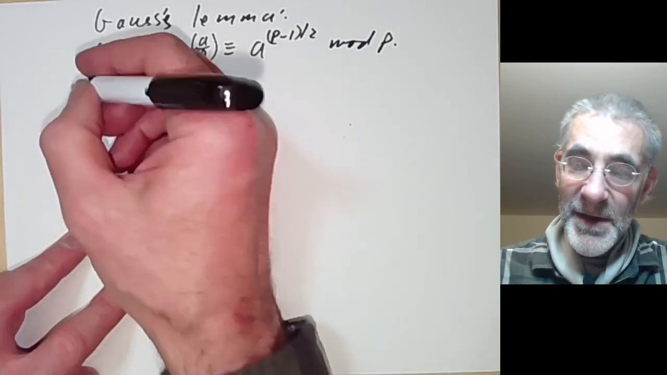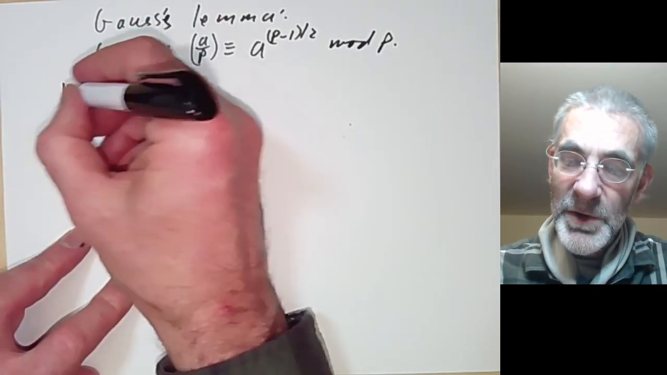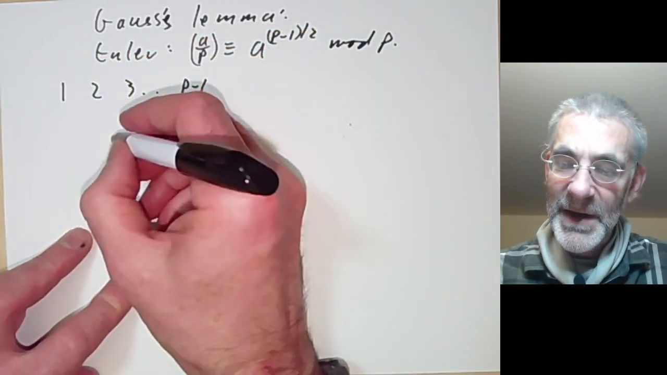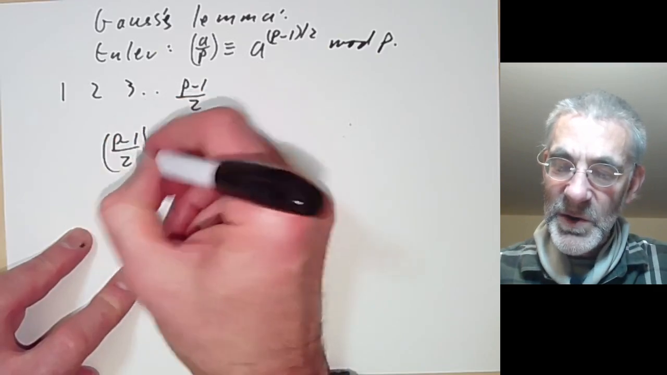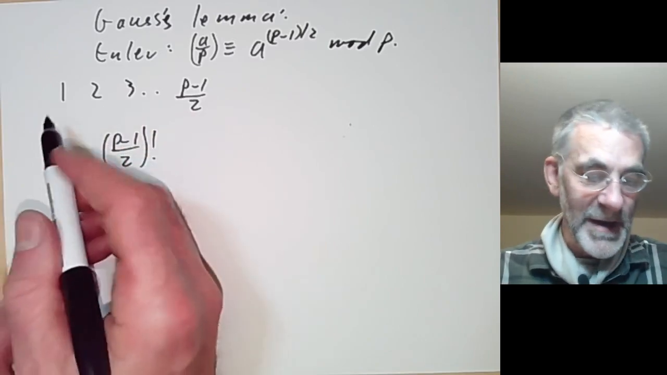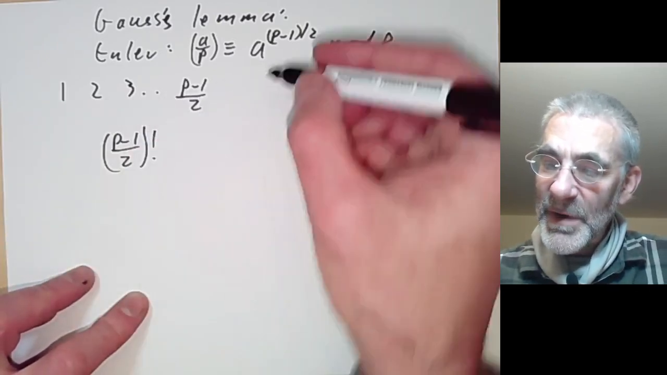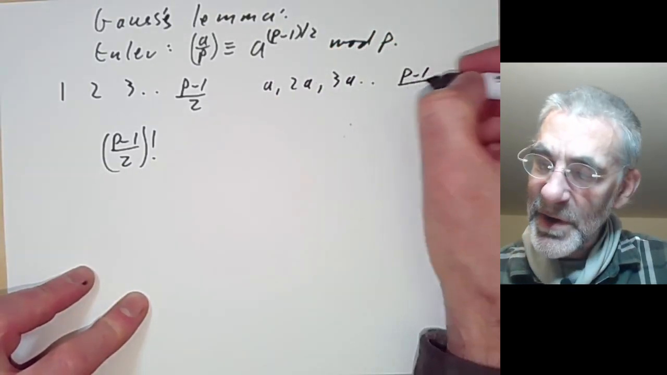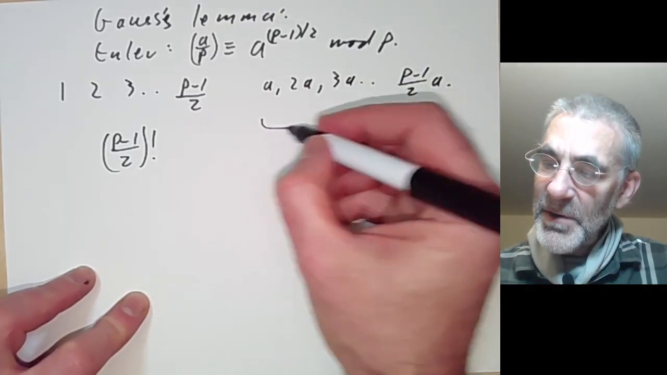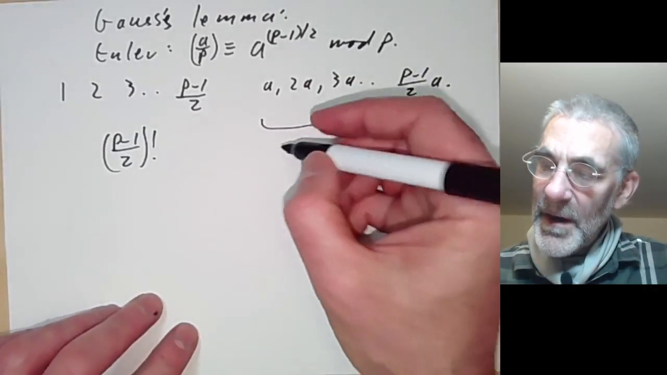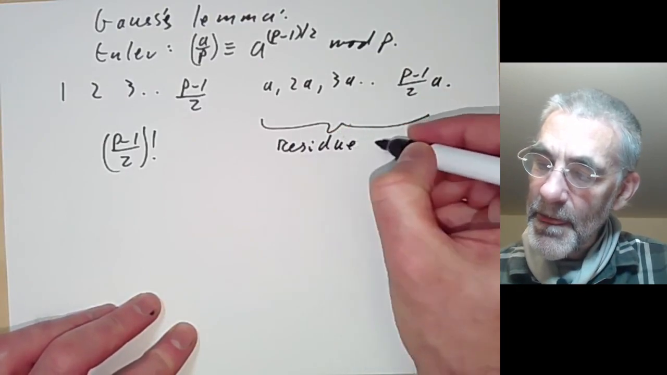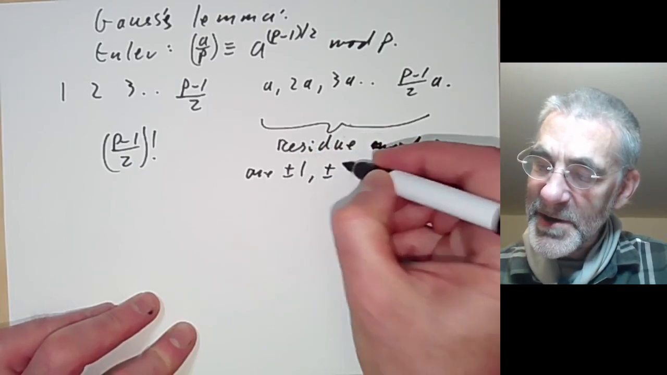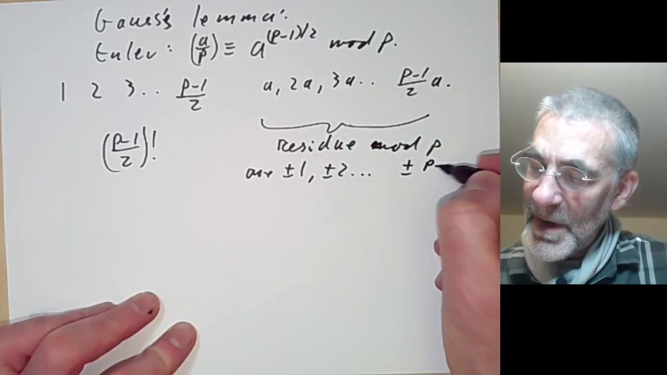And what Gauss did, he had this really clever idea. What you do is you write out the numbers 1, 2, 3, up to (p-1)/2, and you multiply them together to get ((p-1)/2) factorial. Well, this isn't his clever idea yet. His clever idea is you now multiply all these by this number a, so you get a, 2a, 3a, up to ((p-1)/2)a. And you notice that the residues of these mod p are plus or minus 1, plus or minus 2, up to plus or minus (p-1)/2.